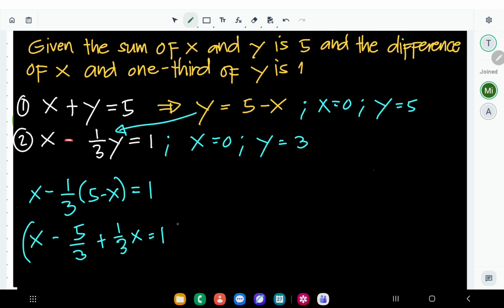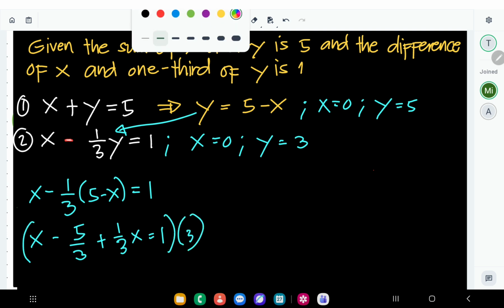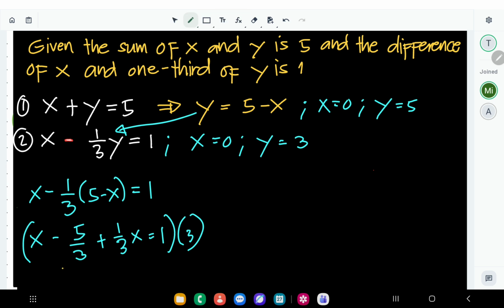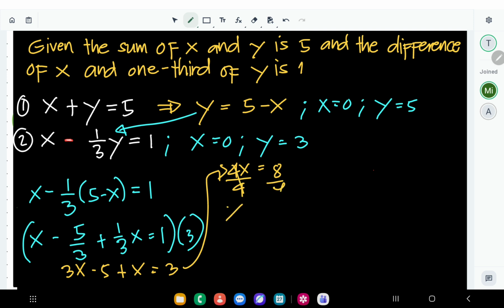We can multiply both sides by 3, so we won't have to deal with the fraction. So this is 3x minus 5 plus x equals 3. Then we group like terms. This would become 4x equals 8, divided by 4. So x is equal to 2. Then we solve for y. We plug in x here. So y is equal to 5 minus 2, or y is equal to 3. Then we can graph this. The point of intersection is 2, 3.